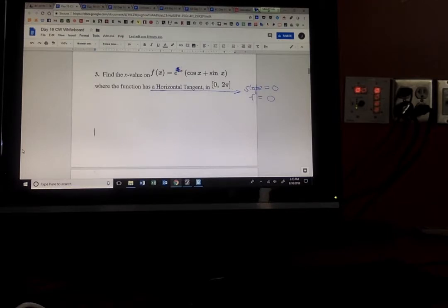So should I just find the slope and set it equal to 0? Let's do that together. So f dash of x. I should use the product rule. Is that clear? Look down, I'll walk you through it. Keep the first guy fixed. Take the derivative of the inside, which is negative sine x plus cos x. Is that clear? Plus, keep the second guy fixed, cos x plus sine x times e to the x. Everybody okay there?